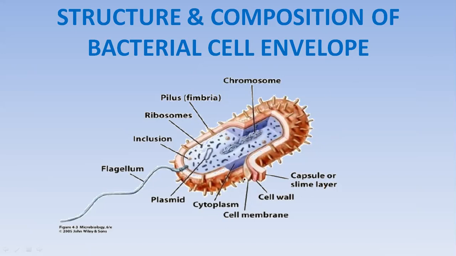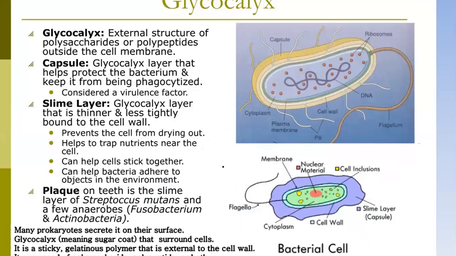So this cell membrane is actually its outer layer, but we have discussed this in chapter number 1. So right now we are talking about glycocalyx. Glycocalyx is actually the external structure of polysaccharides or polypeptides outside the membrane. As we know that cell wall of the bacteria is made up of polypeptide or polysaccharide, or we can see some other structures we will talk about that is not made up of cellulose.